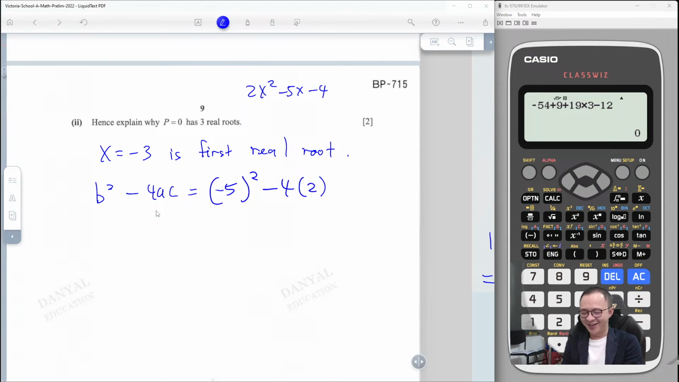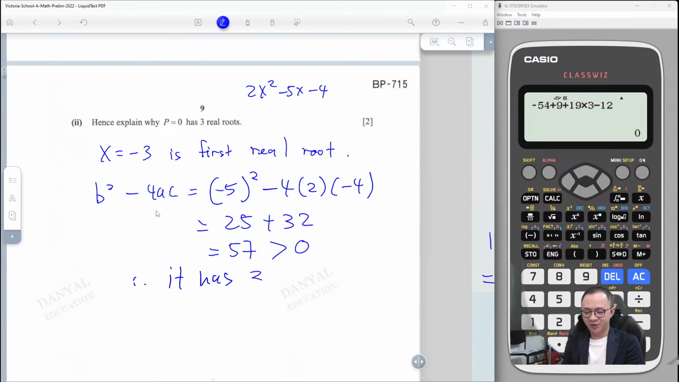But for 4ac, -4 times 2 times -4. So this one is basically 25 plus 32, isn't it? So it's like 57. It's bigger than 0. Therefore, it has 3 real roots.